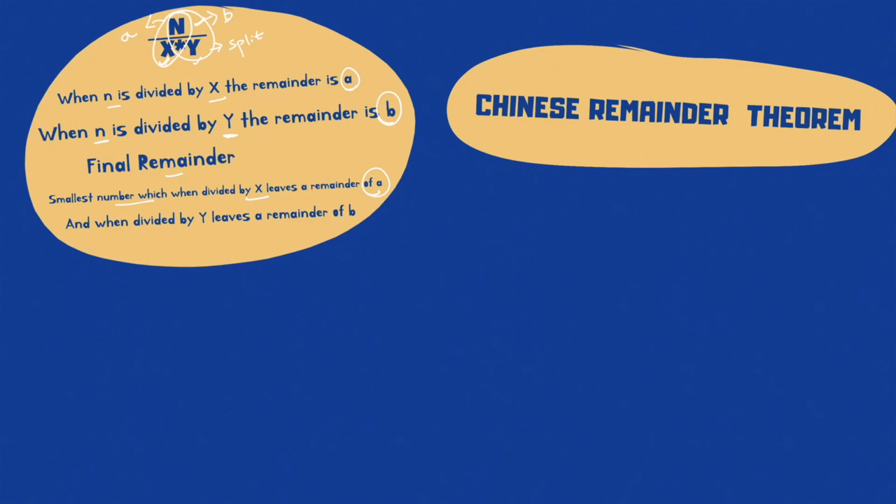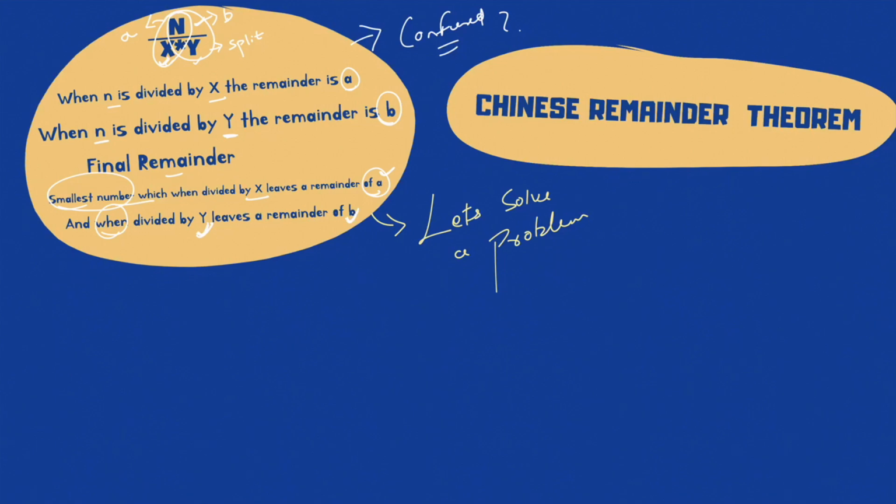And the final remainder is the smallest number which, when divided by x, leaves a remainder of a, and when divided by y leaves a remainder of b. Looks a lot confusing to start with. Let's put this in numbers and solve it to understand the working of the Chinese remainder theorem.